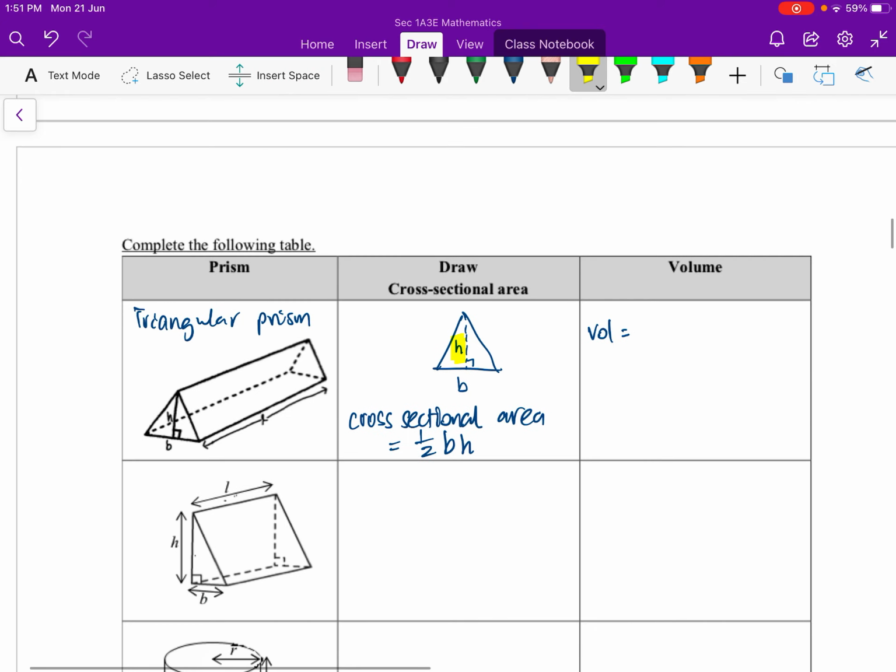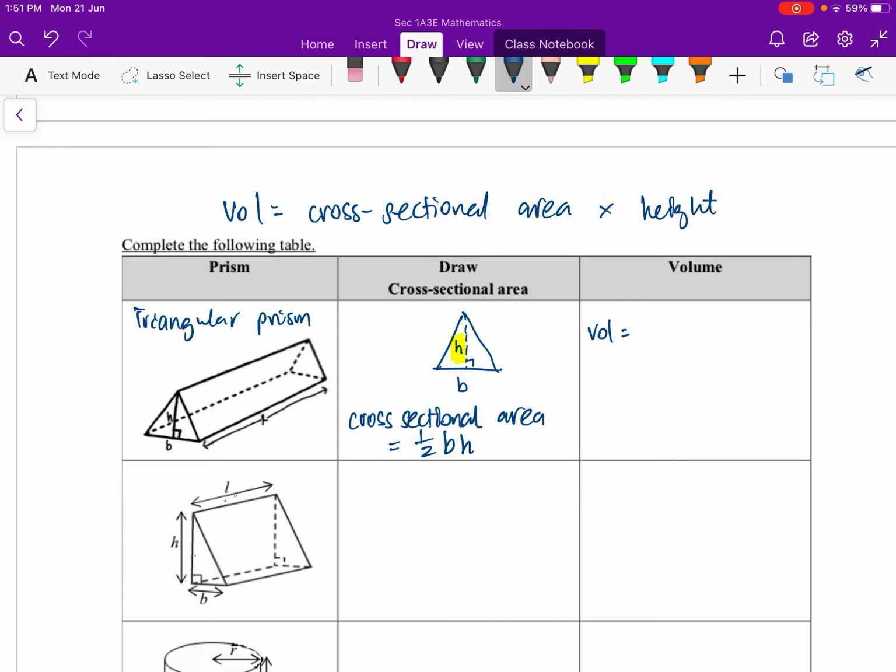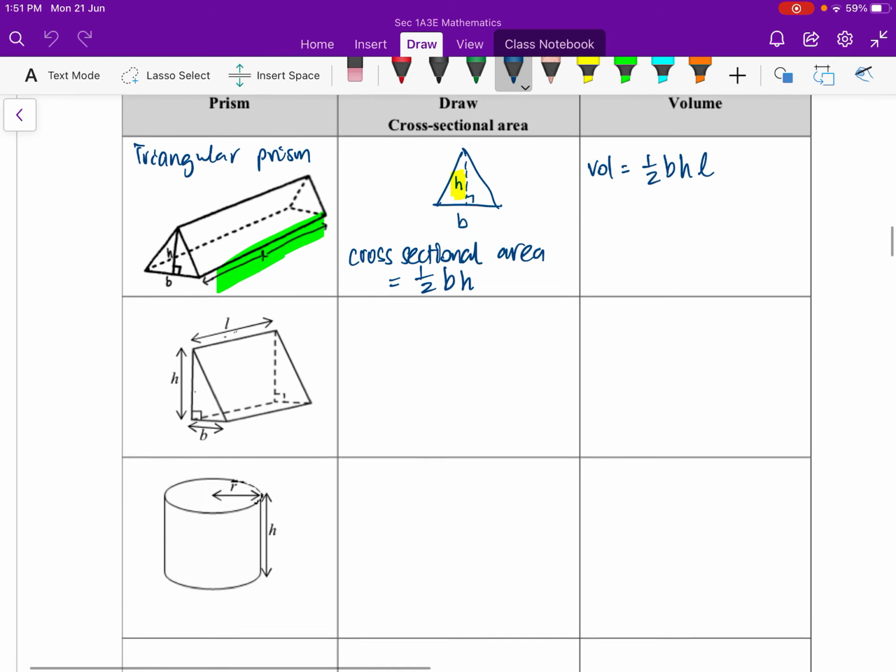Based on that, I will just put the formula here for convenience. The volume is the cross-sectional area times the height. This height refers to this distance. It shows us how many pieces of the uniform cross-sectional area we have stacked together. So therefore, our solution will be half times base times height. So far, I've written down the cross-sectional area multiplied by the perpendicular height, which is given by L in this case. You can try the next one by yourself.